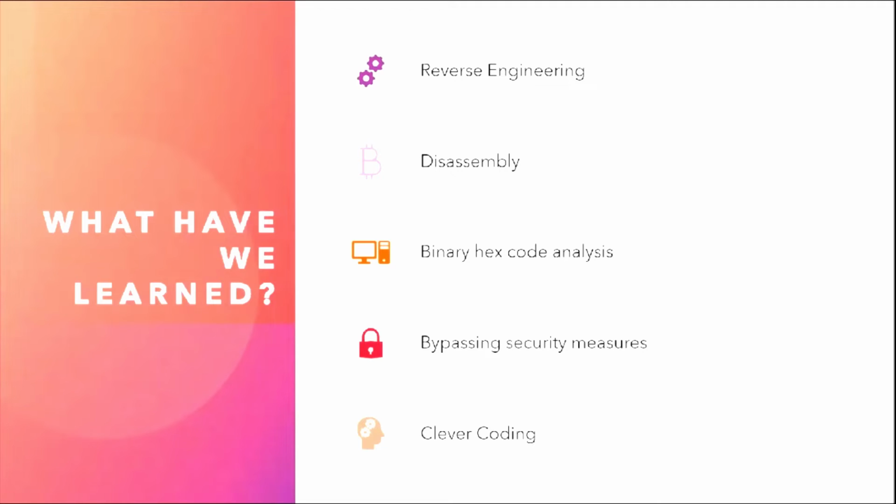Lastly, we learned about clever coding. This exercise has been a great insight into clever programming. Every time we thought we nearly got it, new obstacles showed up. We have learned a few techniques that we can use in our own programming to make our programs better and more secure in the future.